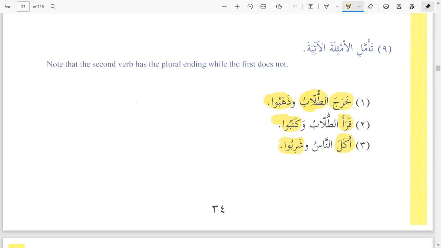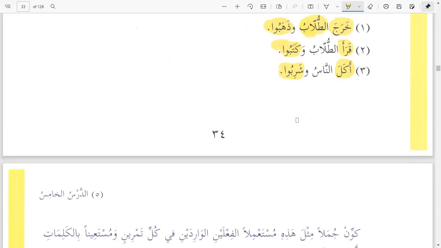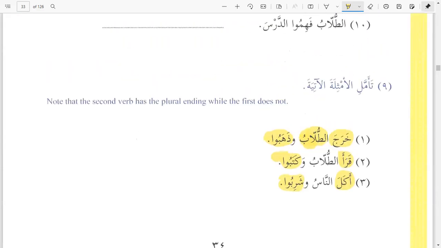Kharajat talibu, the student left, wa zahaba, and he went. But if plural, we will say wa zahabu. Qara'at tulabu wa katabu. Akalan nasu wa sharibu. If the subject is plural, the second verb will be plural here. This is a difference between the nominal and the verbal sentences.